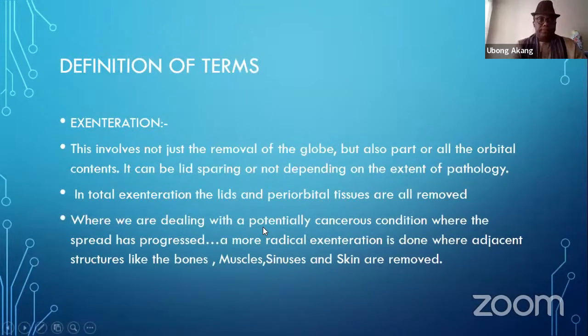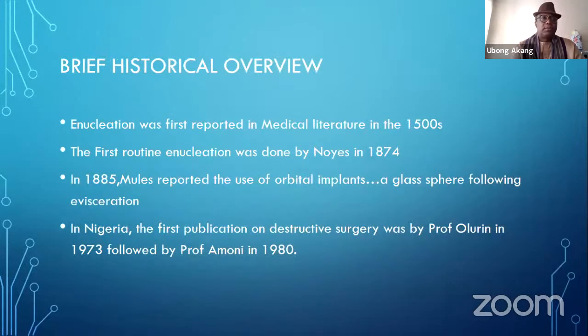Exenteration, on the other hand, involves not just the removal of the globe, but also part or all of the orbital contents. It can be lid sparing or not, depending on the extent of the pathology. In total exenteration, the lids and periorbital tissues are all removed. Where we are dealing with a potentially cancerous situation, where the spread has progressed, a more radical exenteration is done, where adjacent structures like bone, muscles, sinuses, and skin are removed.